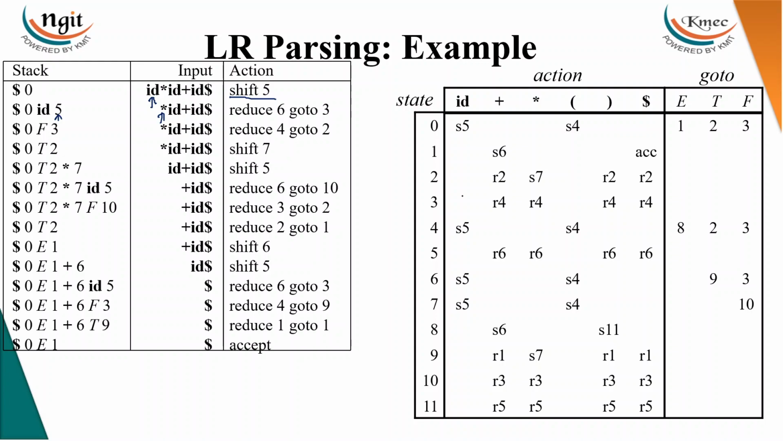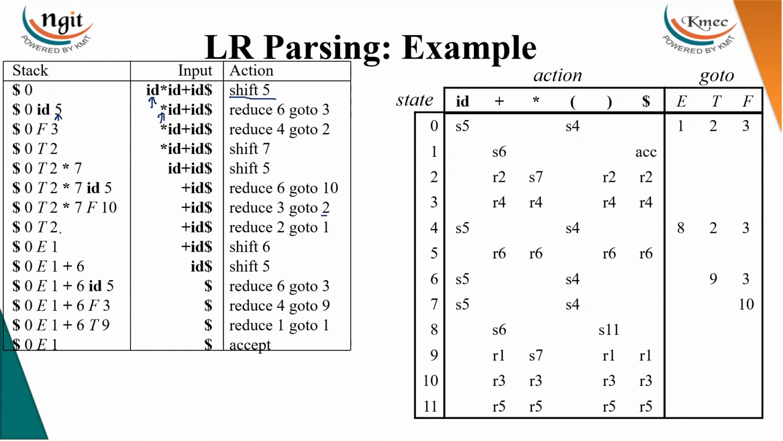Now 2 star. What is 2, star? S7. If it is S7, you shift star then 7. So the stack has star and 7. Now 7, id. What is 7, id? Again shift to 5, which means push id and 5. Then 5 plus. 5 plus means R6, reduce. We remove 2 times the length of the right-hand side and go to the state from the goto table. Same thing, you get 0 T 2.